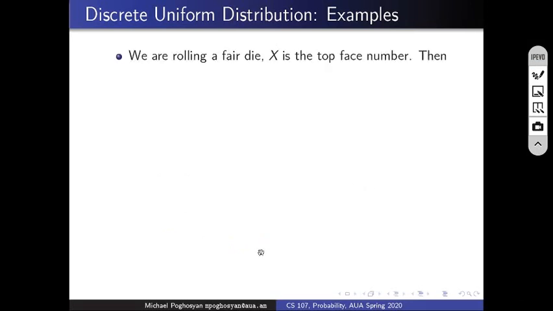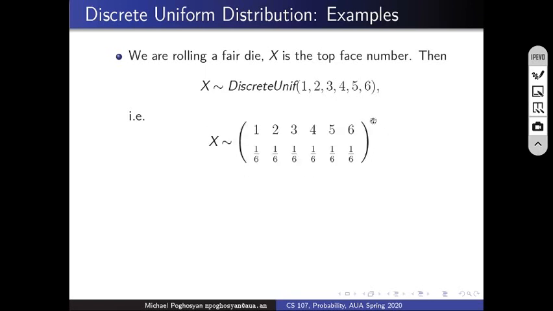The next example is we are rolling a fair die. X is the number shown on the top face. Then, of course, x is discrete uniform with values 1, 2, 3, 4, 5, 6. That is, we will have this PMF. So the values are written here and probabilities are written here. Probabilities are all equal to each other because we are talking about the discrete uniform case. And you can give a lot of examples of this type. Try to give some.